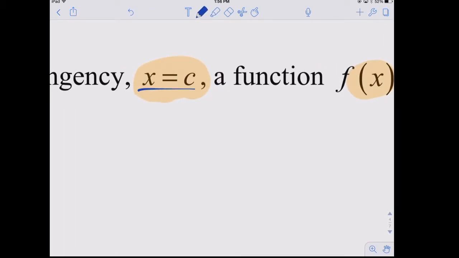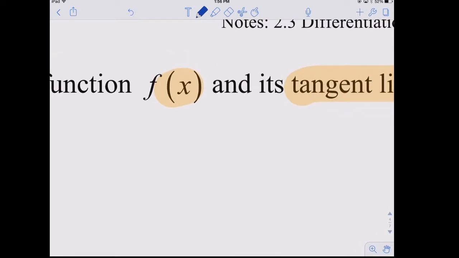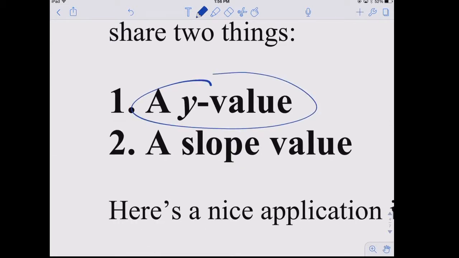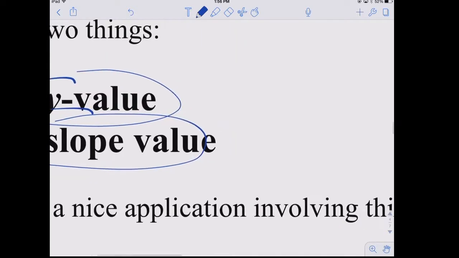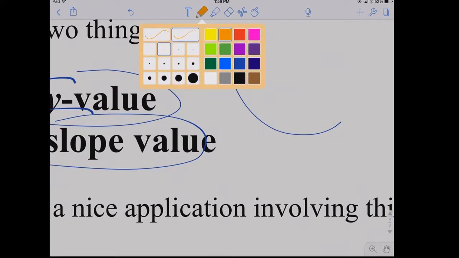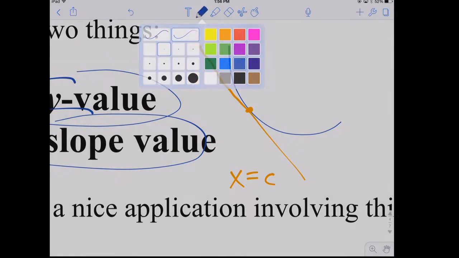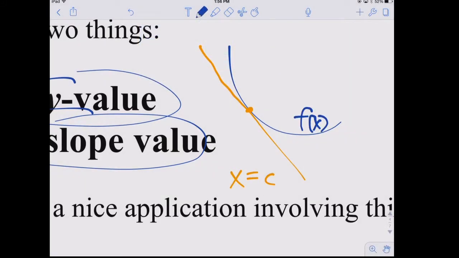No, c is just at any x value. So at any particular value of x, the function and its tangent line share 2 things. They share a y value, and they share a slope value. Okay? So if you have a function that looks like that, and you have a tangent line right there, this is x equals c. That function, f of x, and the tangent line, which I'm calling t of x, they share a y value, right? And they share a slope value.